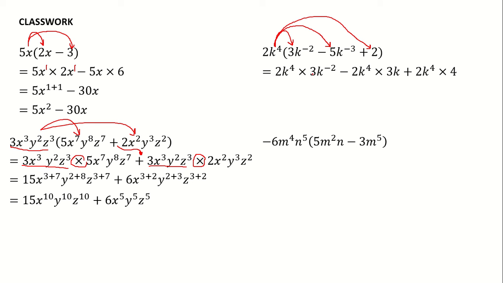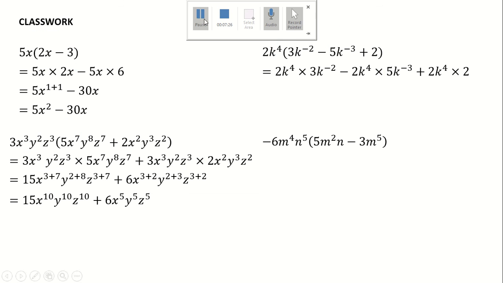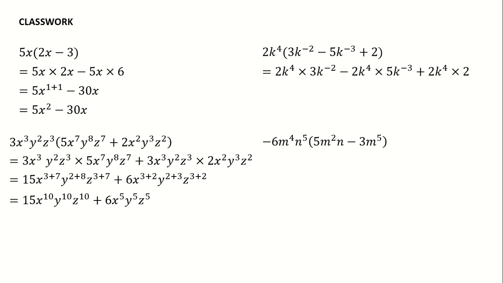2 times 3 is 6. K exponent 4 times k exponent minus 3, you'll write it as k, but you're going to have 4 plus minus 2. 4 plus minus 2 is 2. And then you're going to take this that is outside and multiply it with this. Okay, I can see a mistake there. Let me just correct it quickly.